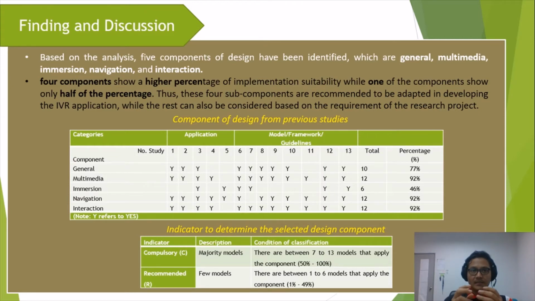The indicator refers to whether a component is compulsory or recommended to apply. If 7 to 13 models are involved, it is described as compulsory. If there are between 1 to 6 models or articles, it is described as recommended to apply. Based on the result, we identified 4 main components that show a higher percentage of implementation suitability, while one of the components shows only half of the percentage. Thus, these 4 components are recommended to be adapted in developing the IVR application, while the rest can also be considered based on the requirements of the research project.